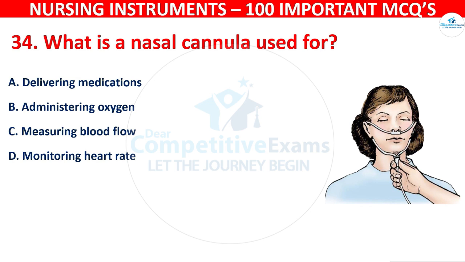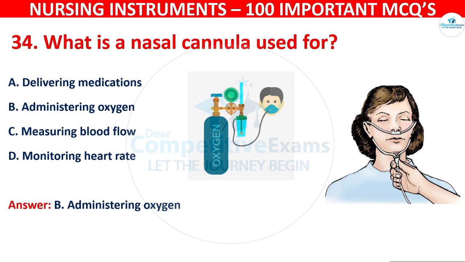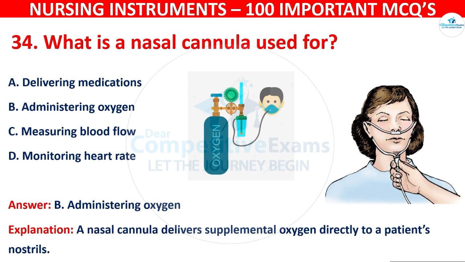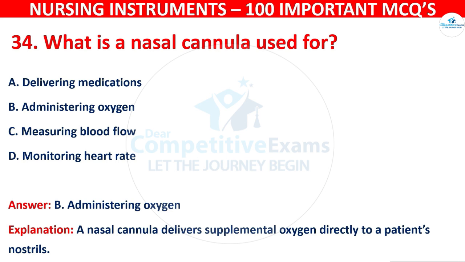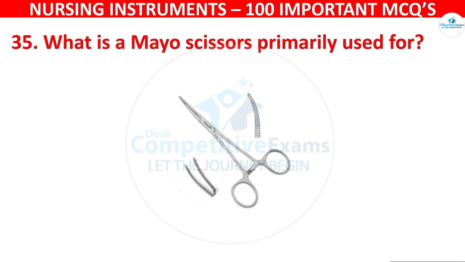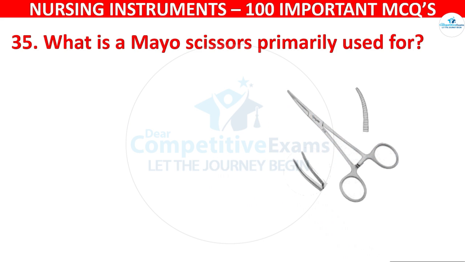The correct answer is B, that is administering oxygen. A nasal cannula delivers supplemental oxygen directly to a patient's nostrils. Question number 35. What is a Mayo scissors primarily used for?